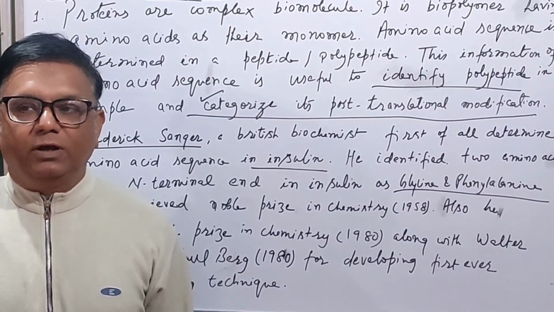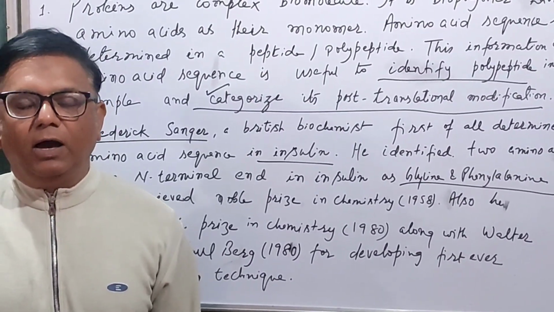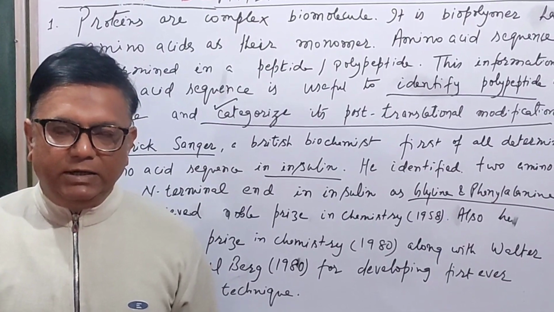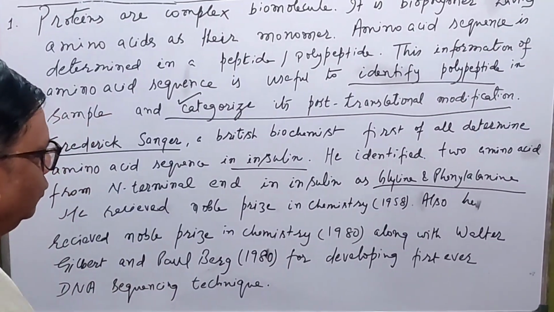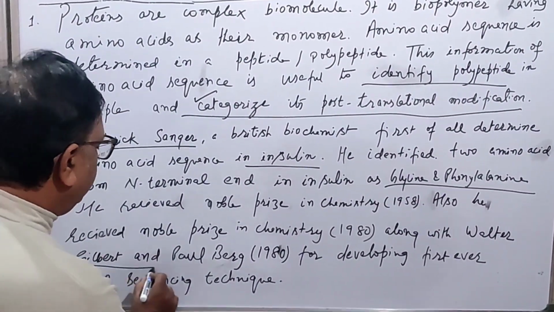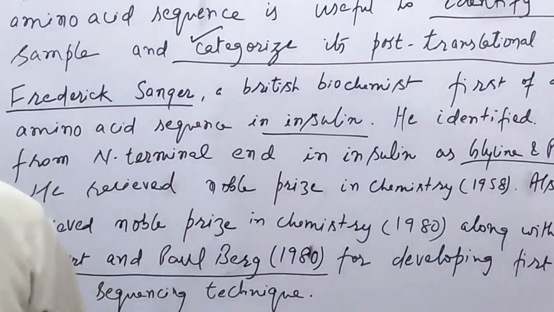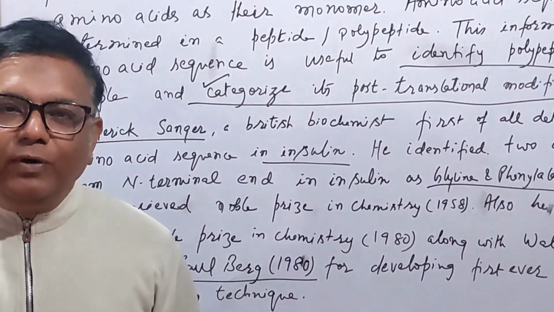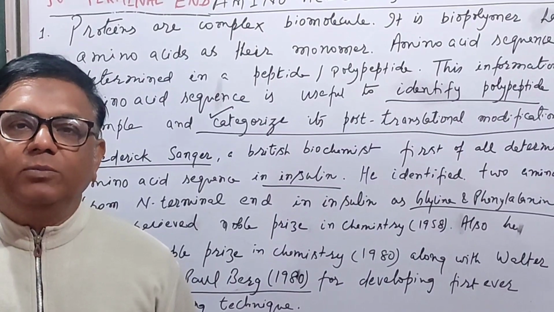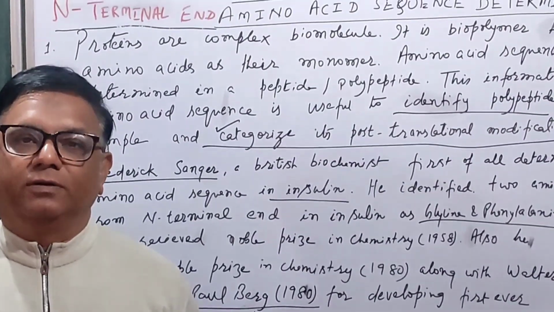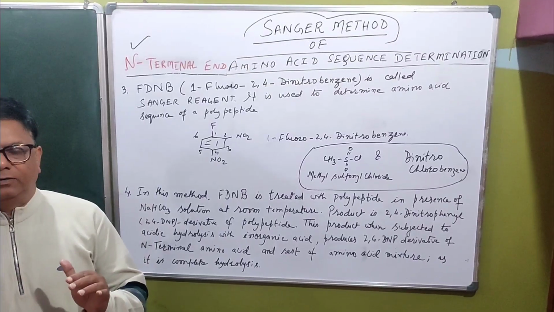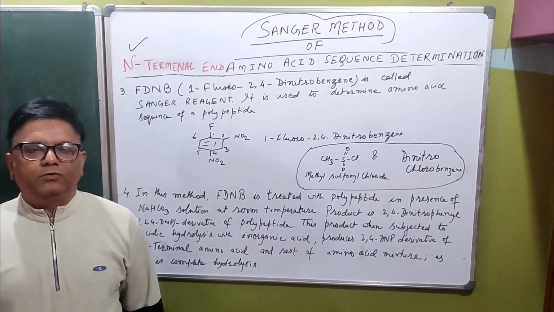Apart from this Nobel Prize, he also won another Nobel Prize in chemistry in 1980 with two other gentlemen, Gilbert and Paul Berg, for developing DNA sequencing.